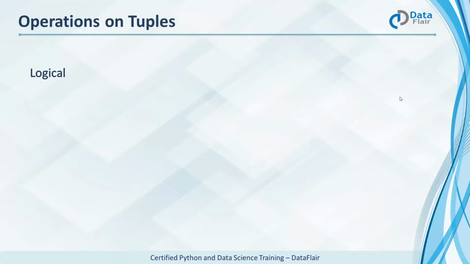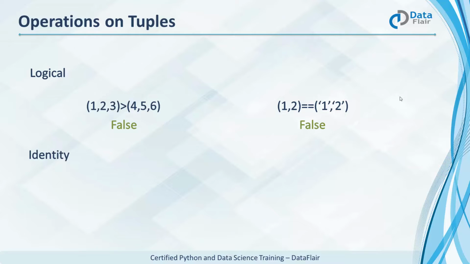Logical operators like equal to and less than. Is this tuple greater than this one? No. This compares corresponding elements, and since 1 is not greater than 4, it stops and returns false. And these tuples are unequal because one has integers and the other has strings. Now identity operators, is and is not. Are these tuples the same? No.